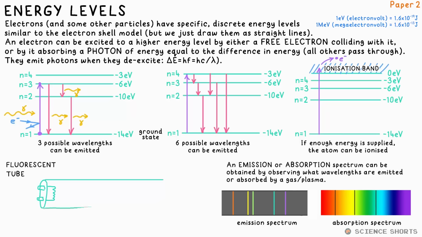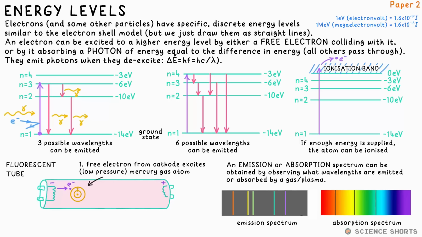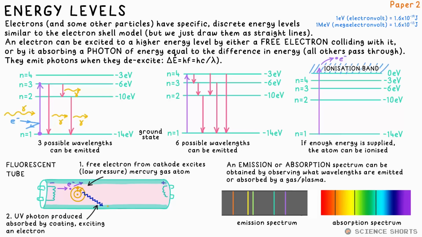Fluorescent tube lights, strip lights, consist of a cathode and anode that cause electrons to be accelerated through the low-pressure mercury gas inside. An electron will collide with a mercury atom's electron, exciting it to a higher energy level. When it de-excites, it emits a UV photon. That's not useful for our eyes, so it needs to be absorbed by the fluorescent coating on the inside surface of the tube.